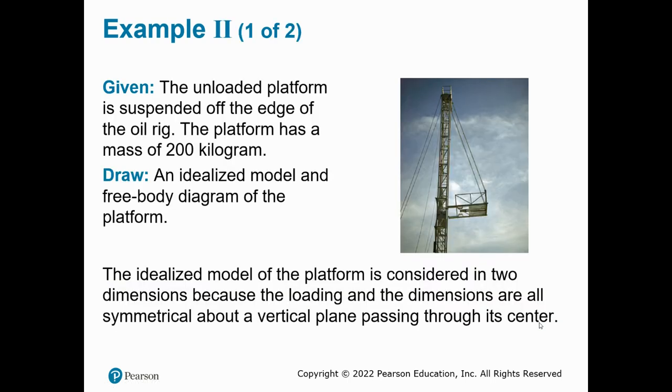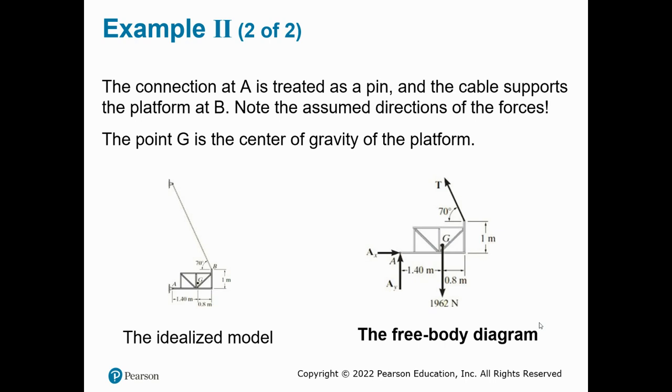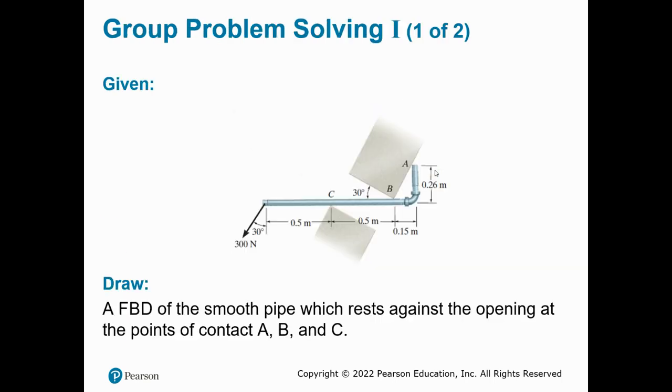Next one, idealize the model. We're going to make it 2D. Point A is going to be a fixed support. Reaction force from point A, where you will have AX and AY. And then you have this cable supporting at point B. That means you have a tension in the same direction as the cable. And then also you have the weight of the entire platform overall from the center of gravity of the platform.